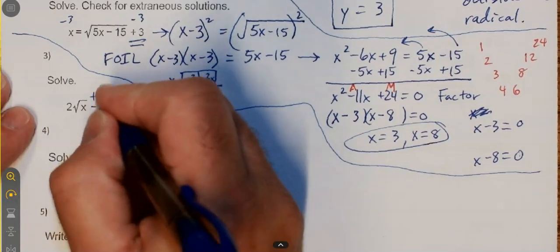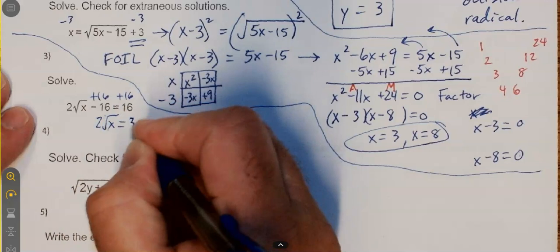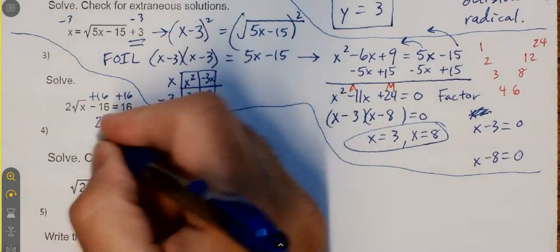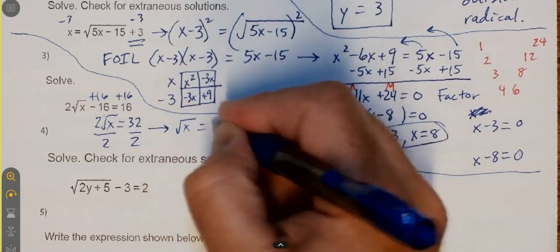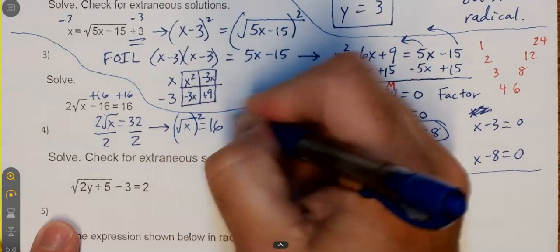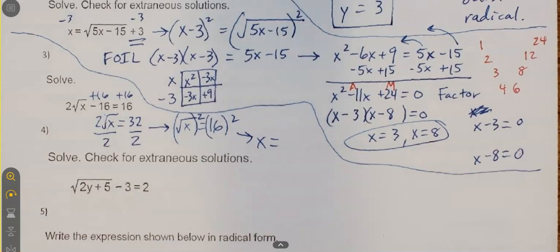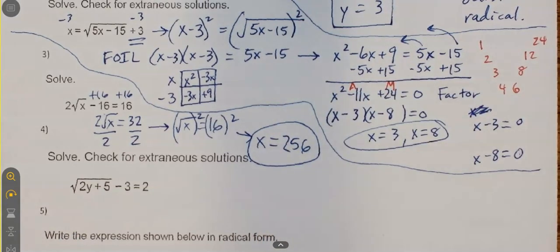The 16. We're going to add 16 to both sides, giving us 2 radical x equals 32. Okay, we divide out the 2, and we get the square root of x equals 16. Now what? How do we get rid of a square root? Square both sides. Lawson, what'd you get? What is 16 squared? 256, thank you very much. That was a whole lot easier than question 2.